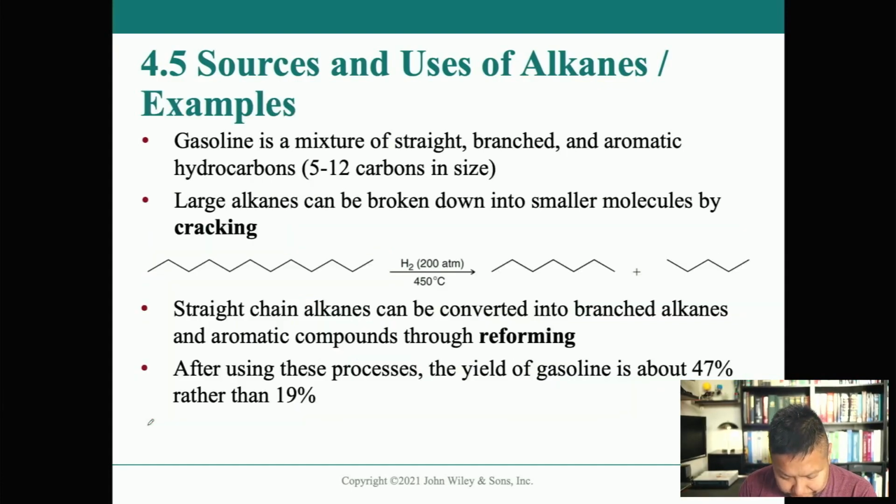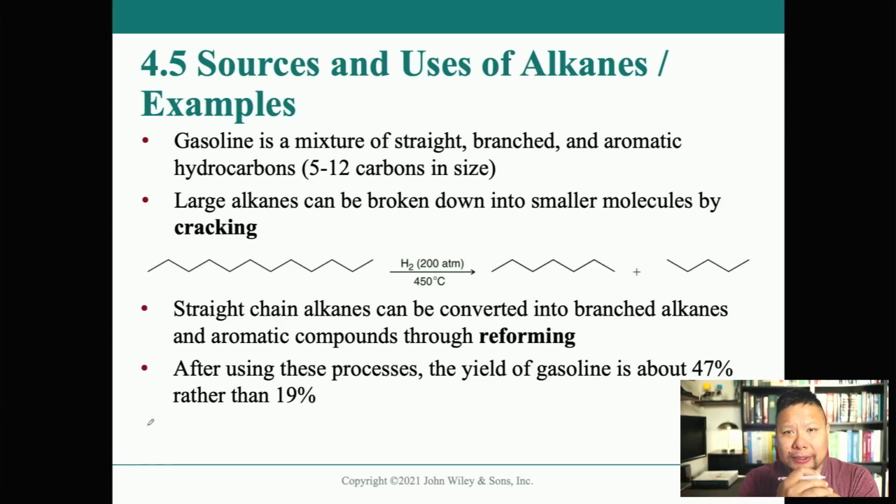Next, sources and uses of alkanes. Gasoline is a mixture of straight, branched, and aromatic hydrocarbons between 5 and 12 carbons long. The main component of gasoline though is isooctane. That's why when you go to the gas station, it gives you those numbers like 87, 91, 93 or something like that. Those are octane ratings, isooctane ratings.